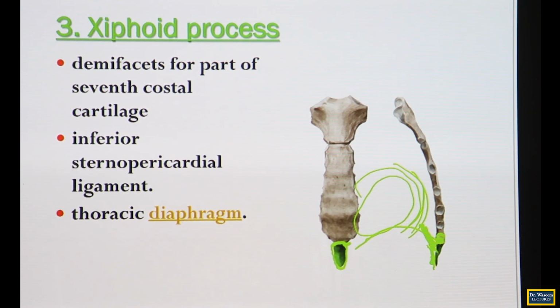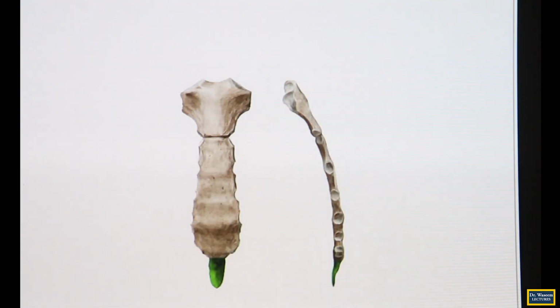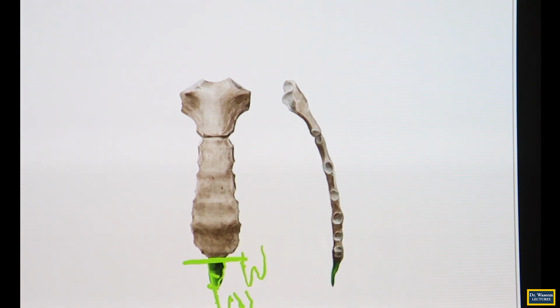Xiphoid process very important. We will tell you that this process which you are seeing is almost pointed here, but sometimes it can be blunt, can be pointed, and can sometimes even be bifid like this, and it can be deviated one way or the other sometimes. And here again a joint, this is called the xiphisternal joint that we have discussed.